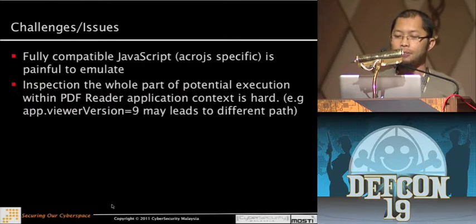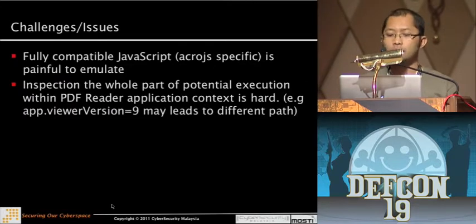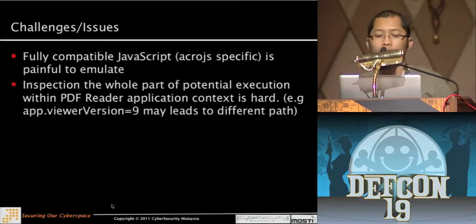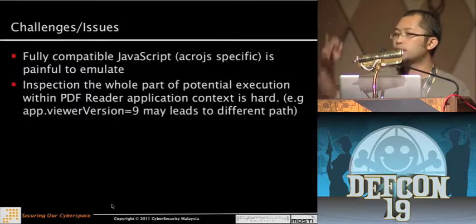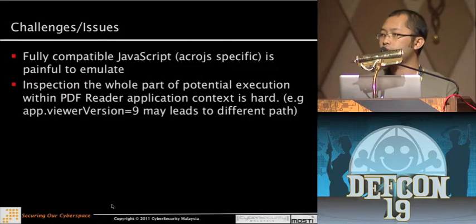And of course, trying to be fully compatible and emulate JavaScript is very painful, especially with the specific Acro.js functions. And inspection of the whole potential execution within the PDF reader application context is hard. For example, if you try to analyze outside of the PDF reader context, it would be difficult to find out the flow of it. For example, viewer version 9 has a different execution, so you need to mimic all this environment within your analyzer.